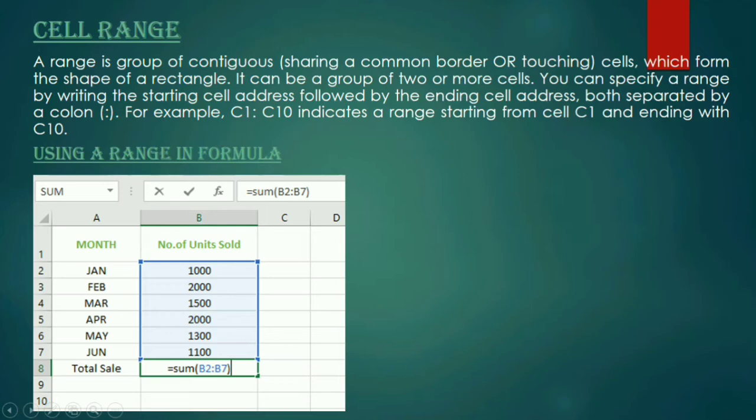We can use the cell range in a function also. Look at the picture. In the figure we are going to find out the total sale by using the function sum equal to sum of B2 to B7. Here we are representing all these values by cell range B2 to B7. In the last video we found the value of total sale by using the formula, but here we are going to find it by using the function sum. Just look at the video.